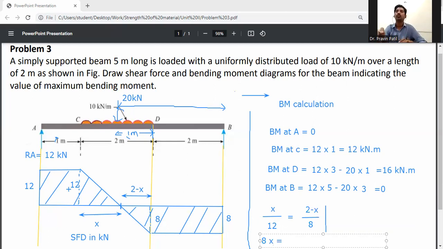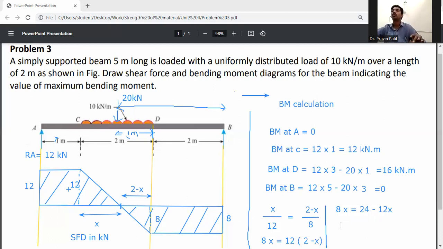8x is equal to 12 in bracket 2 minus x. Let's simplify this equation: 8x is equal to 24 minus 12x. Take the x terms to one side. So 8x plus 12x will be 20x, and 24 divided by 20, we get 1.2 meter.